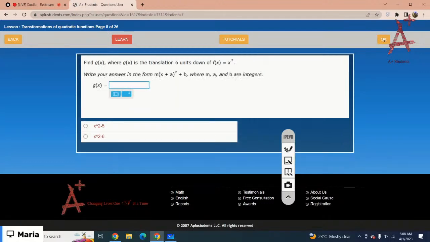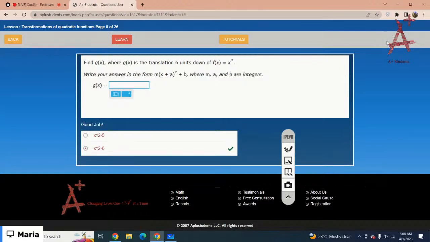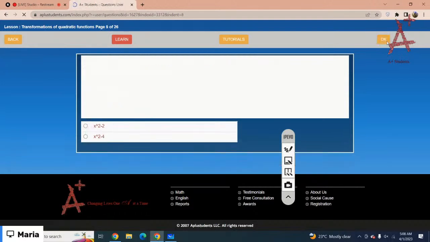Okay, the next one is find g of x, where g of x is the translation 6 units down. So the translation is 6 units down. That means you have to subtract 6. So it would be f of x equals x squared minus 6. So second option is the correct option. Just select the correct option and click on the OK button.